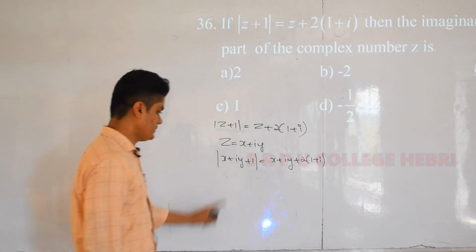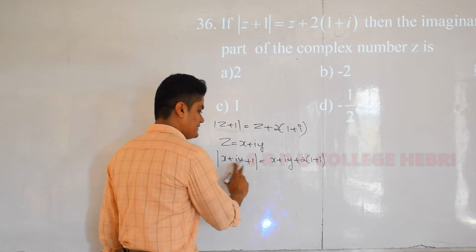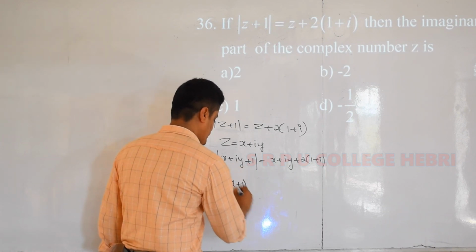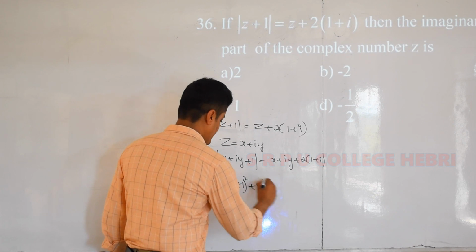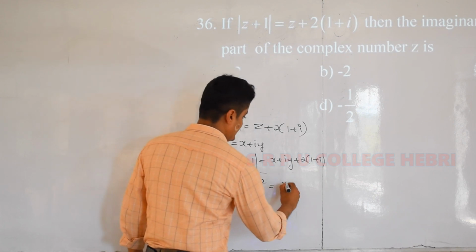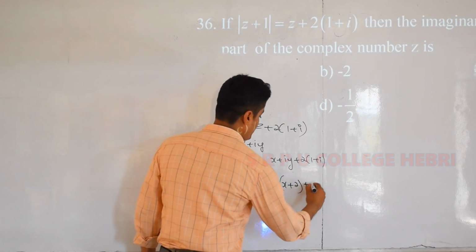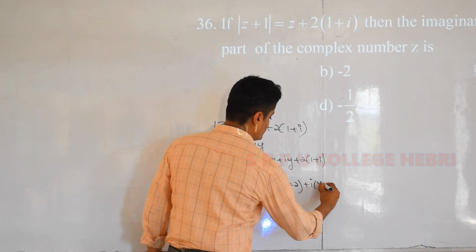Okay, what is this actually? Modulus of x plus iy plus 1, it is nothing but square root of x plus 1 whole square plus y square. ನೆನಪಿದೆ ಅಲ್ವಾ ಈ ಪ್ಯಾಟರ್ನ್? ಇದನ್ನ ಹೇಗೆ ಬರೀಬಹುದು? x plus 2 plus i into y plus 2, ಕರೆಕ್ಟಾ?